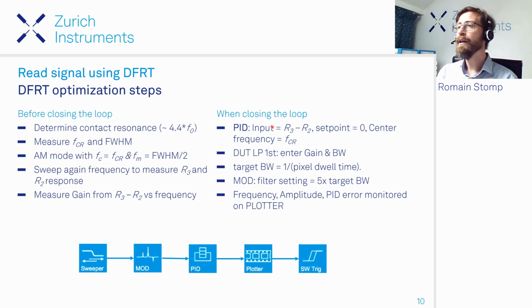And then you can sweep again, measure the response that you can then feed into this PID. This PID comes with the PID advisor, where we enter the gain. And the last parameter that is actually in the hand of the user is the target bandwidth, which is typically 1 over pixel dwell time. Of course, for the PID to do its job well, it has to be fed with the lock-in data that is measured faster than this, typically a couple of times faster than this target bandwidth. Then you see everything in the plotter and so on.